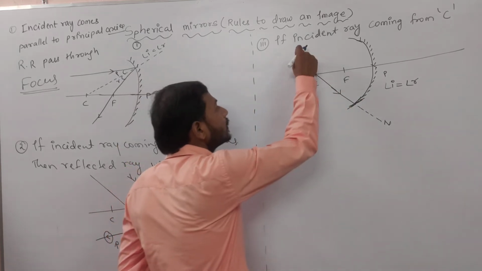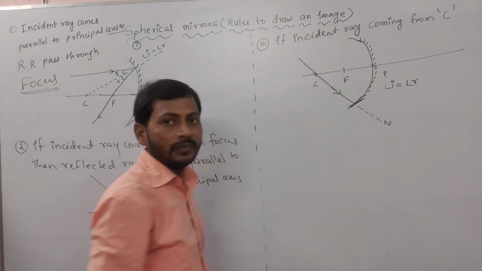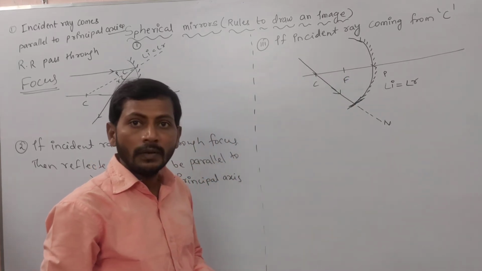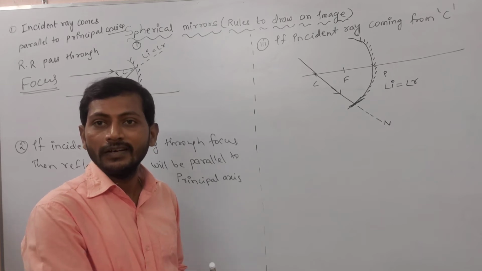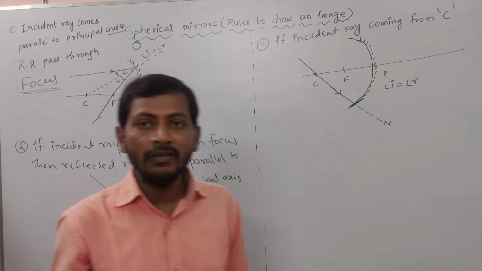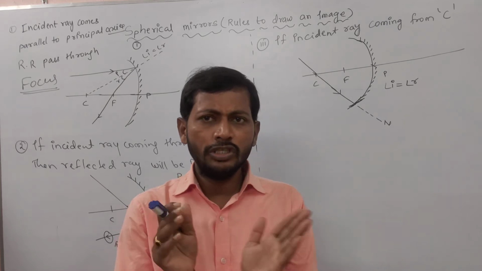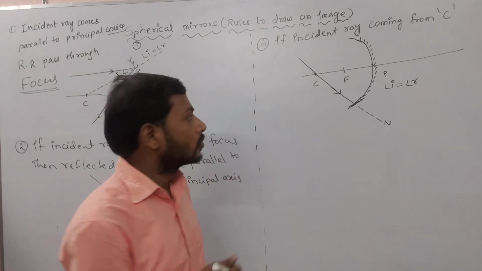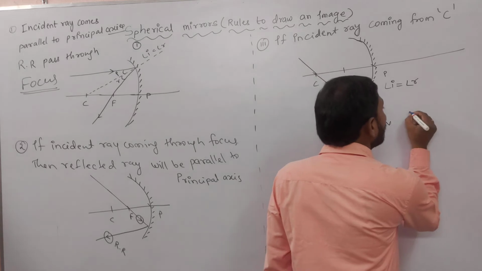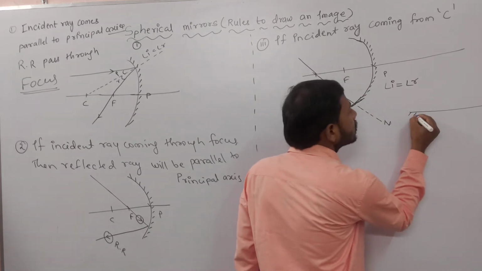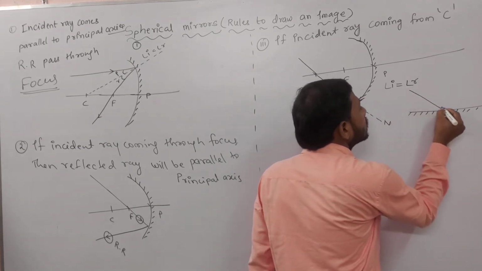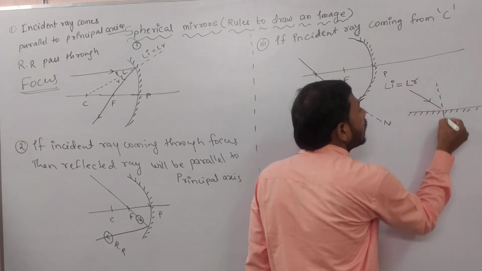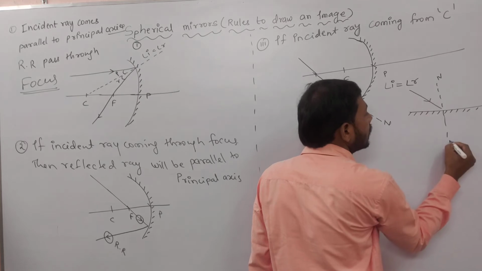Now the incident ray is coming along the normal. If the incident ray comes along the normal, what is the incident angle? Here so many children will get confused, so try to understand it a little. Tomorrow in the examination they will ask the question to you. This is the one surface. This is the incident ray. This is the normal. N dash is the normal.